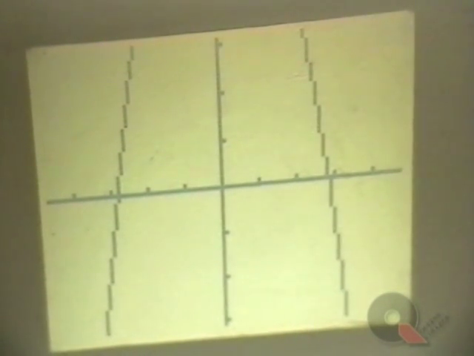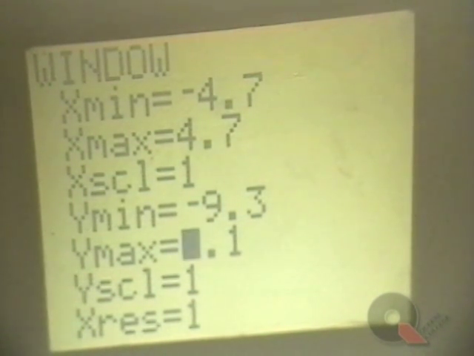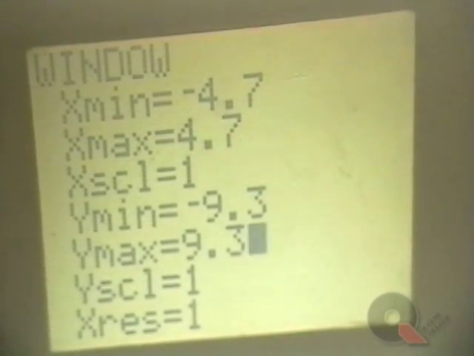You might want to make an alteration here in the y values. If I hit window again, minus 4.7 to 4.7 seems to be working okay. It's the y coordinates that are not good. I scroll down here, I can alter this. Let's triple the y values here. In other words, instead of 3.1, I'm going to punch in right over that, I'm editing this, 9.3. And for the biggest one, let's triple that, 9.3. So that was 3.1 times 3. Now let me hit the graph button.